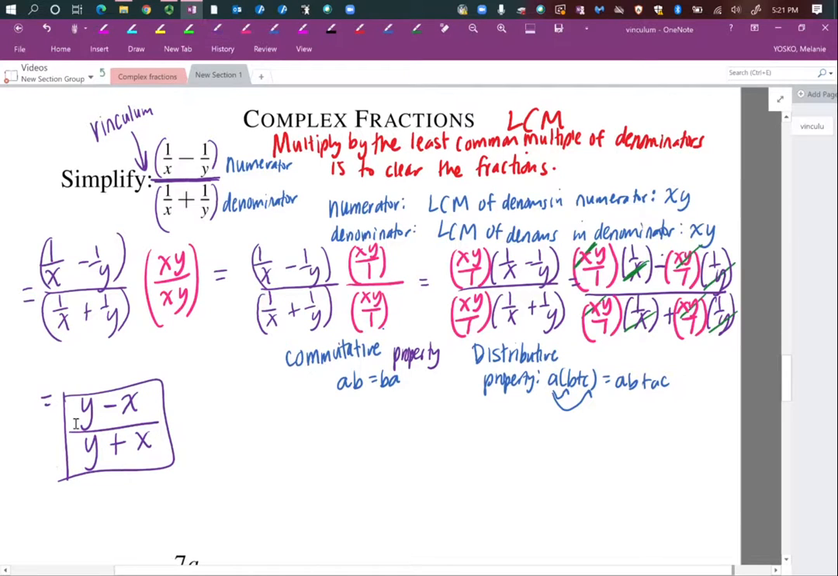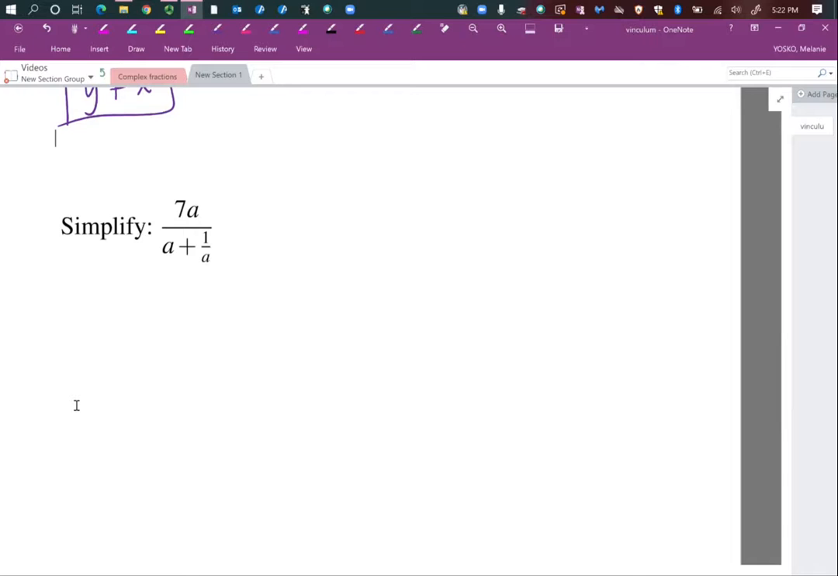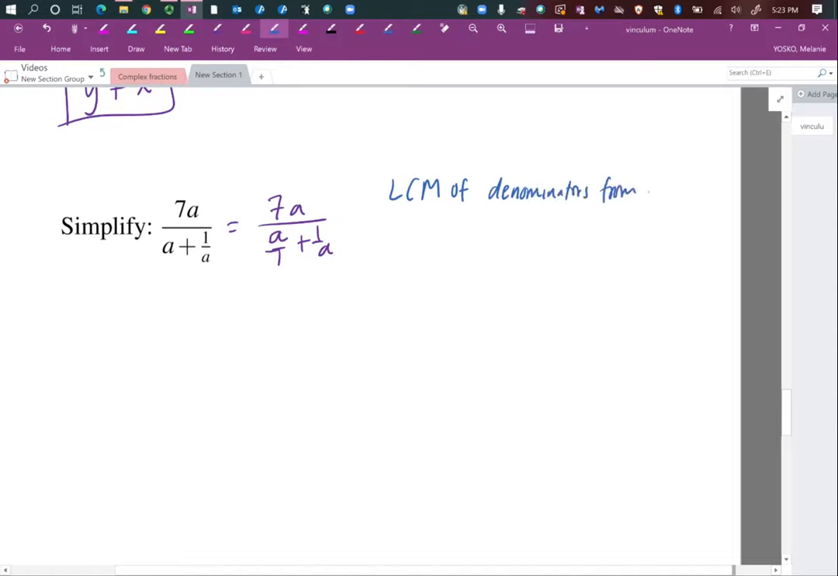Okay, let's try another one. Simplify 7a over a plus 1 over a. Okay, we're going to do the same thing. We are going to look carefully at the denominator of our fraction. So it might be helpful to look at it as 7a and then a over 1 plus 1 over a. Looking at the terms in this denominator, let's find the least common multiple of the denominators from the denominator.